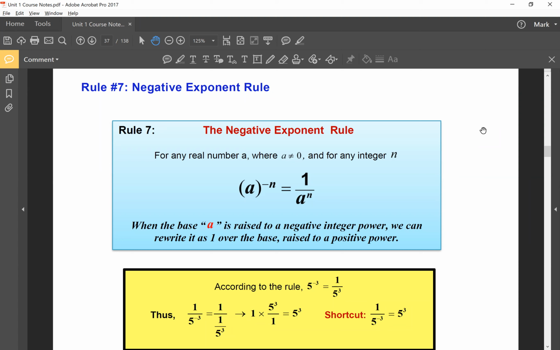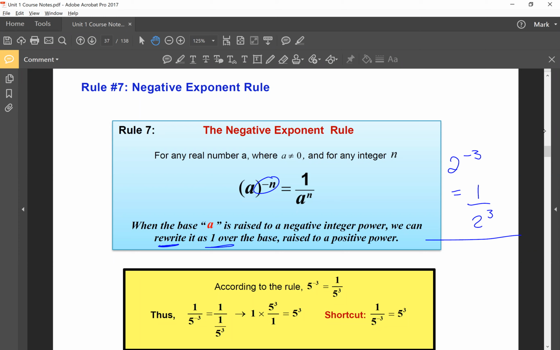I know it doesn't say that on the slide. It mentions to rewrite it. But the negative exponent rule means if you flip the fraction, it can become positive. So, okay, what do I mean? Let's say I had 2 to the negative 3. I could write that as 1 over 2 to the positive 3.